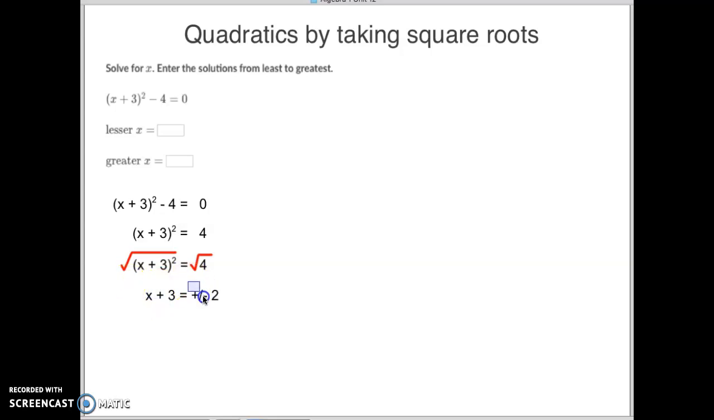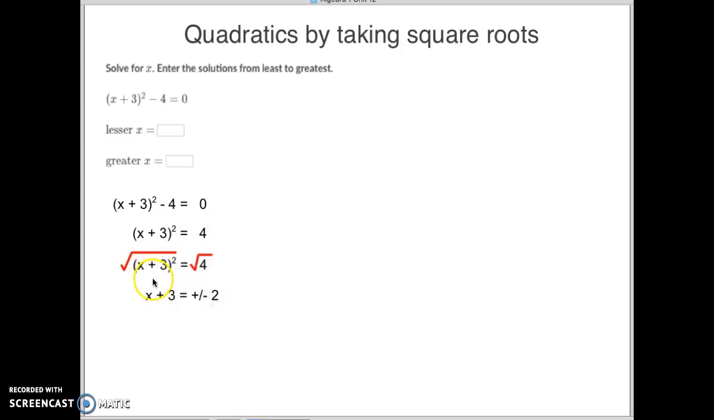Over here, you might be wondering, why is there this plus or minus sign in front of the 2? Because most of you right now are probably going, well, the square root of 4 is 2. And then I would ask you why, and you'd say because 2 times 2 is 4. And I would ask, well, in that case, what is negative 2 times negative 2? And you'd say, oh, well, that equals 4 as well. So the square root of 4 is both the positive value of 2 and the negative value of 2.